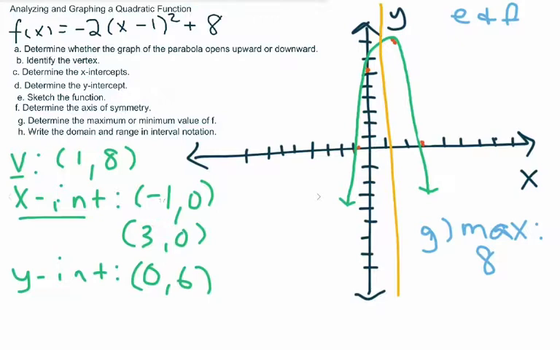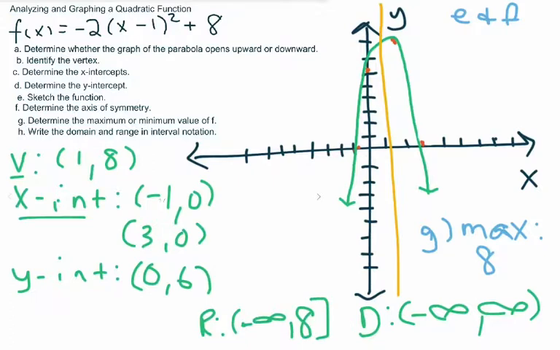Next, we'll write our domain and range in interval notation. Since the parabola is angled outward and will eventually encompass the entire x-axis, we would say that the domain is all real numbers, or in interval notation, negative infinity to positive infinity. The range is the set of all numbers for which the graph is defined along the y-axis. Our range would be from negative infinity to positive 8, including positive 8. So there's our range from negative infinity to y equals 8.